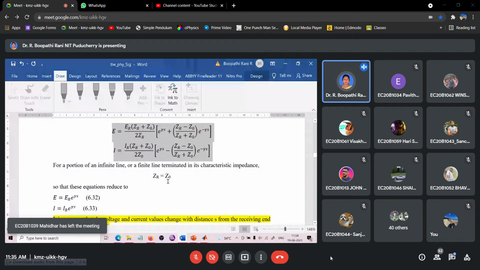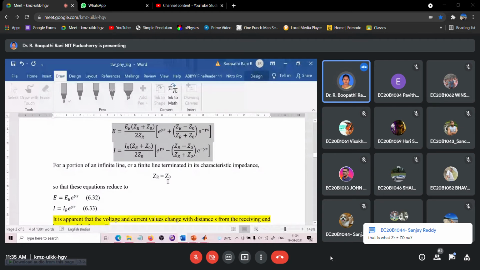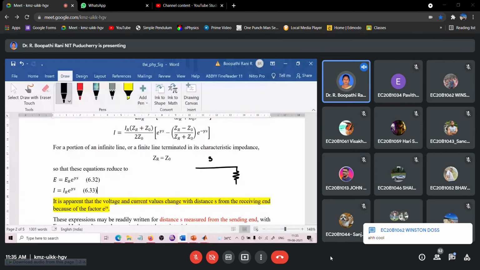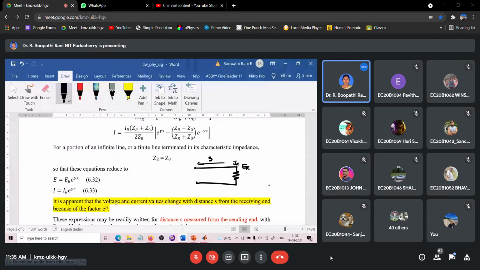So what is S? S is the distance from the receiving end to the point we consider. ER is the receiving end voltage and IR is the receiving end current, isn't it? So as we go towards the source, what is the E and I value? Are they increasing or decreasing? From this expression, you tell me.